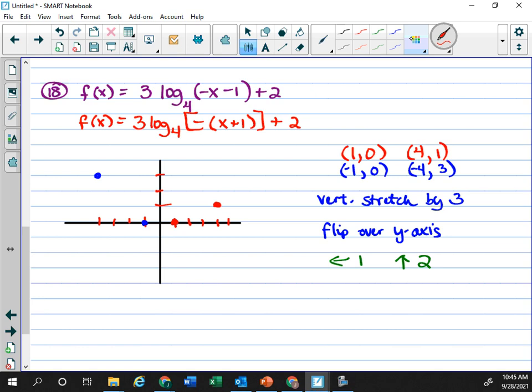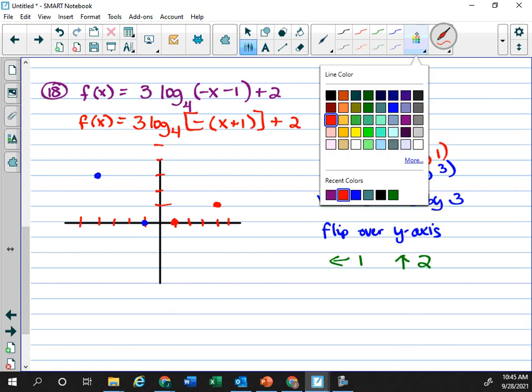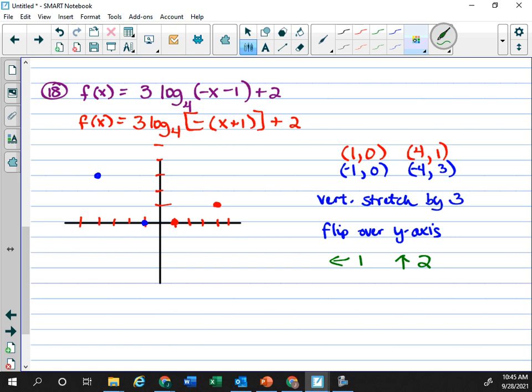I need more tick marks. So left 1, up 2, left 1, up 2. All right, and I need my vertical asymptote. Remember, it matches your horizontal shift, so what is the vertical asymptote? Vertical. Did I say vertical shift? Horizontal shift? Negative 1. Yep, so x equals negative 1. So there's your asymptote. And then that's not real pretty, but you get the idea. There's that.